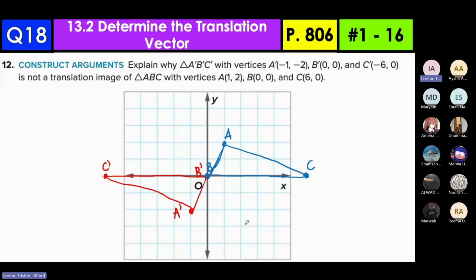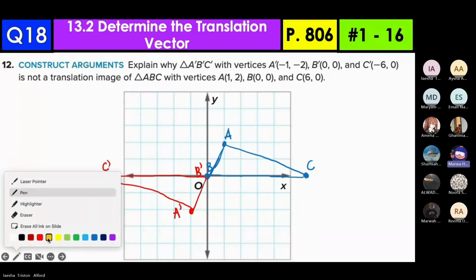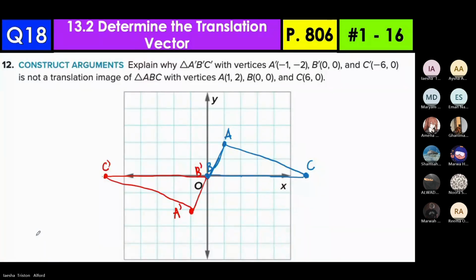What does translation mean you have to do? Slide. Slide, yeah? And this is more like a rotate. This could be a rotate. Could also be what? Yeah, it's more a rotate. You could also flip it and slide. But why is it not translation? What do we know about translation? The vector has to be the same for all of them, right?